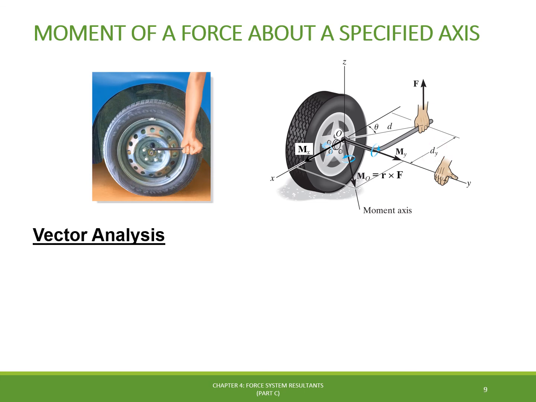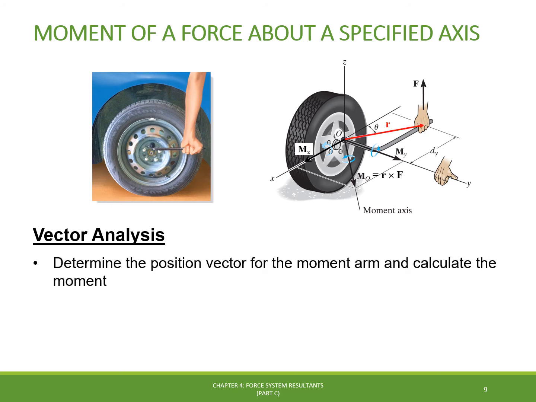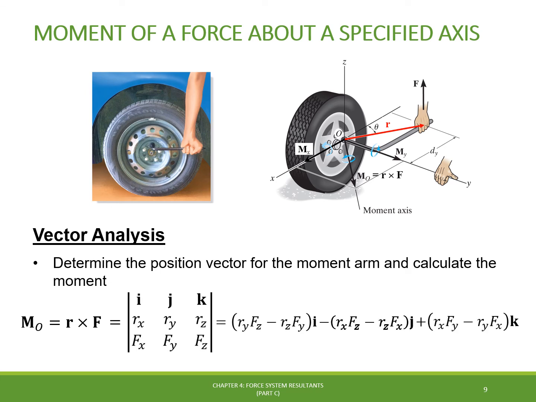Now, let's see how to solve the same problem using the vector analysis. The first thing we need to do is to determine the position vector for the moment arm to calculate the moment. Then, we apply the vector formulation of the moment, and having both the position vector and the force vector written in the Cartesian form, we apply the determinant equation to get the Cartesian representation of the moment. Next, we take only the component of the moment in the y direction and consider it as the vector representation of the moment of interest.